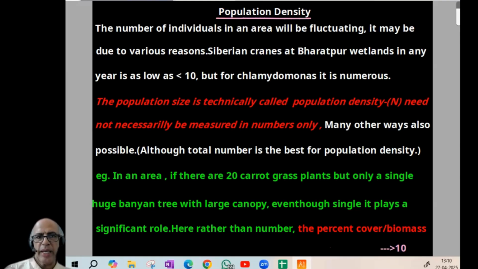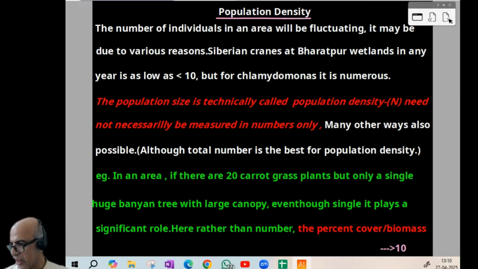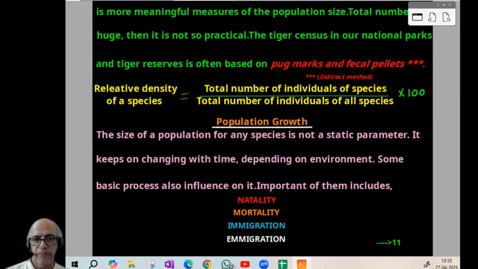For example, in an area, if there are 20 carrot grass, Parthenium, allergy-causing plants, so 20 carrot grass plants, but only a single huge banyan tree with a large canopy. So ratio-wise, 20:1. Even though there is only a single banyan tree, it plays a significant role. Here, rather than the number, the banyan tree covers huge biomass, so percentage cover or biomass we have to consider, or it will be more meaningful. That is how, according to the situation, we have to change, to get more meaningful measures of the population size. If the total number is huge, then it is not so practical to count each one.